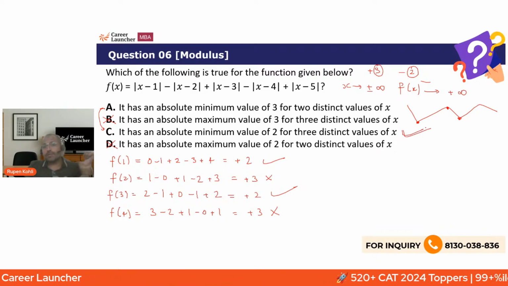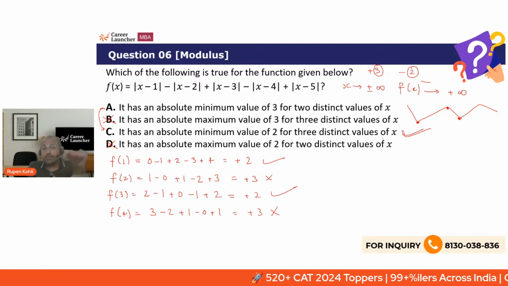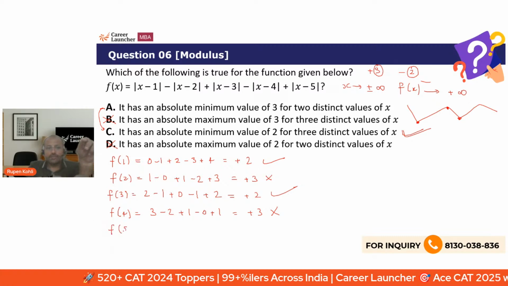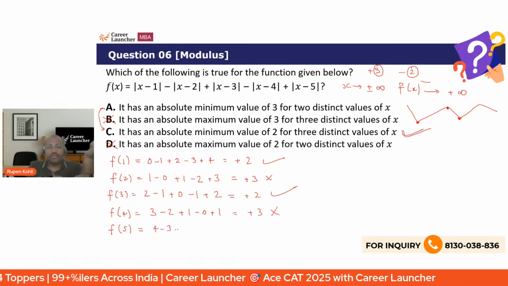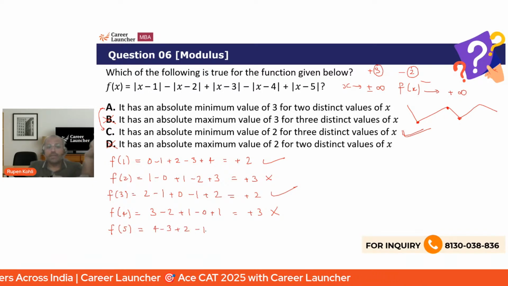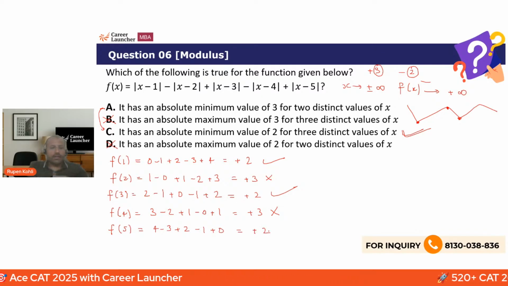It has an absolute minimum value of 2 for 3 distinct values of x. The third value is F5. Right? We have already solved this, but you can confirm, yes, F5 is plus 2 because you get what? 4 minus 3 plus 2 minus 1 plus 0, which is plus 2. All right.